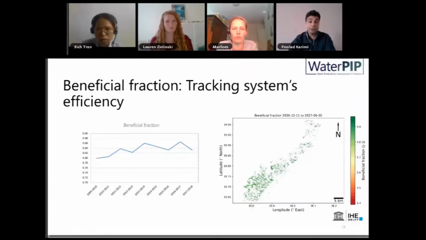Another important indicator is beneficial fraction. It tracks the system's efficiency in turning water consumption into benefits because it looks into the transpiration part of the ET as opposed to evaporation. Per definition, evaporation happens from soil surface and transpiration through plant. Hence, only transpiration contributes to biomass production, which is our beneficial use. So by tracking beneficial fraction, we understand how efficient our system is towards translating water use to biomass production, which gives us direct benefits.